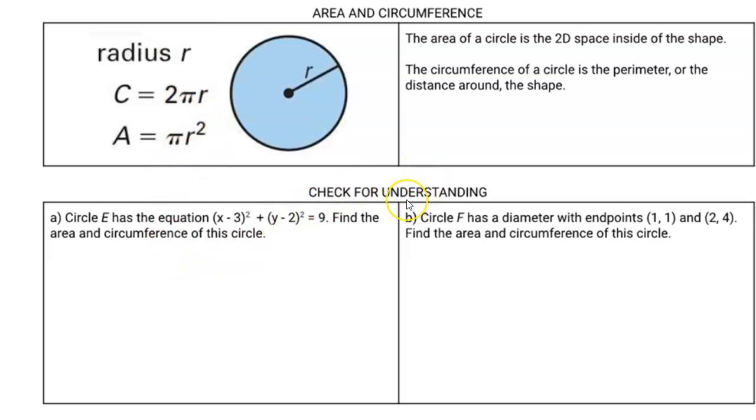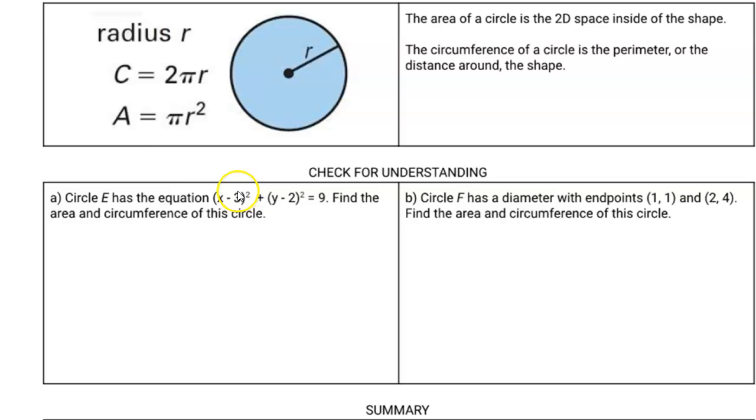So the check for understanding is going to be very straightforward. It gives you a circle, or actually 2 different circles, and it asks you to find the area and the circumference of these circles. I'll give you a preview of one of them. Let's give you the preview for circle E. The equation is not super necessary to look at except for the end of it, because I know that the equation of a circle is x minus h squared plus y minus k squared is equal to r squared.